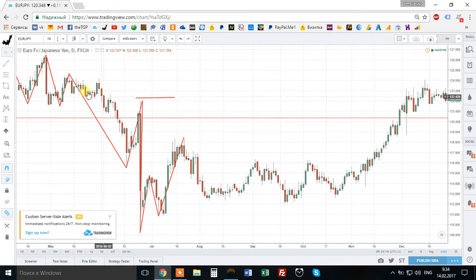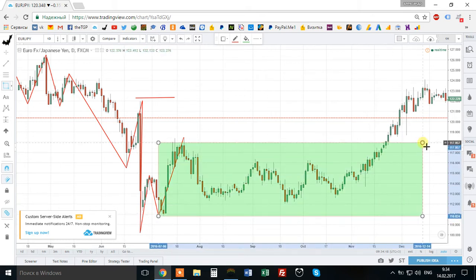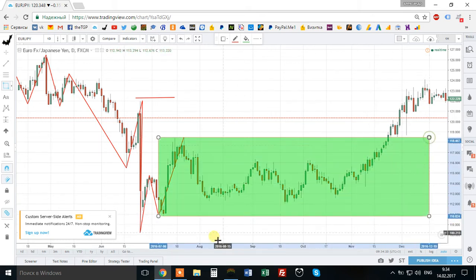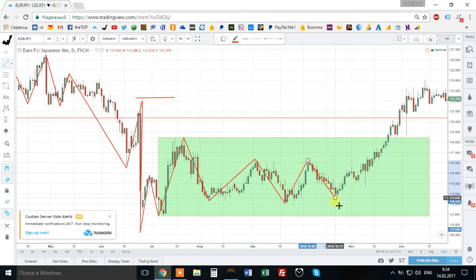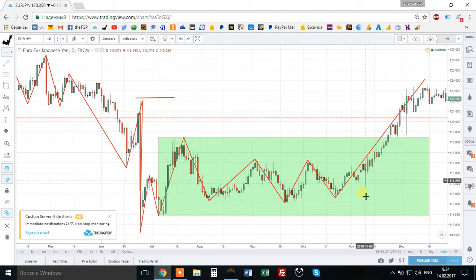What happens here? This range, I will mark it with a rectangle. This swing to the upside. We have an outside return to the downside, to the upside, to the downside, to the upside, and to the downside, and then we finally break it this way, go into the outside.